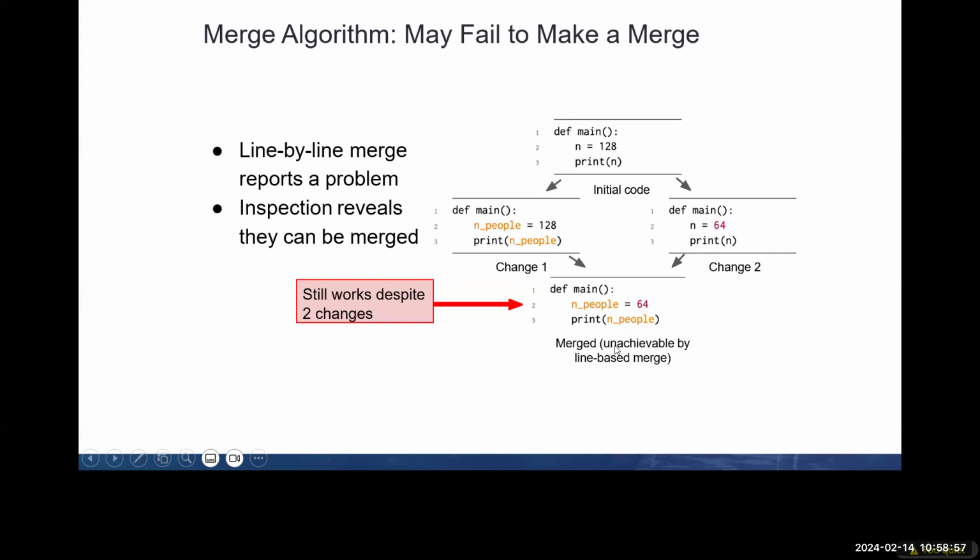And here the merge is achievable by line-based merge. Okay, right now we could figure it out. We took the updates from the first user, we took the updates from the second user, we merged it together. It still works despite two changes. Right now, we are still good. The code is still working.